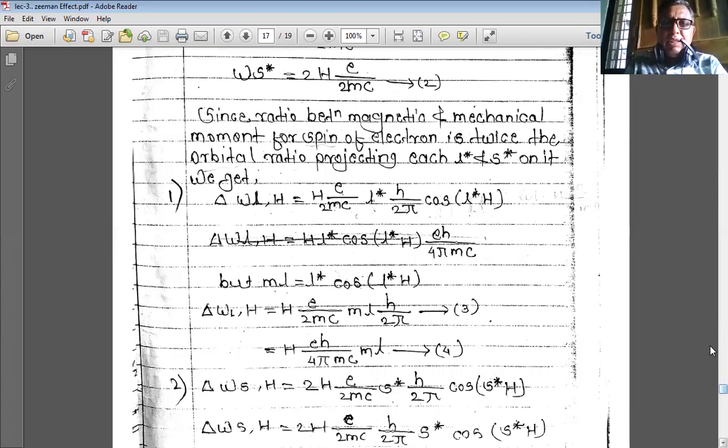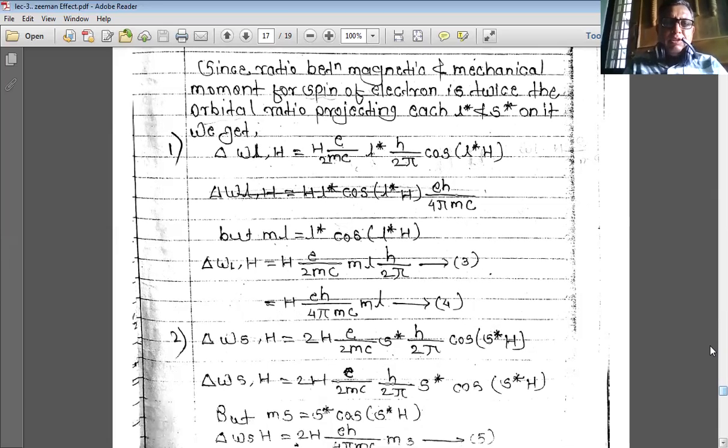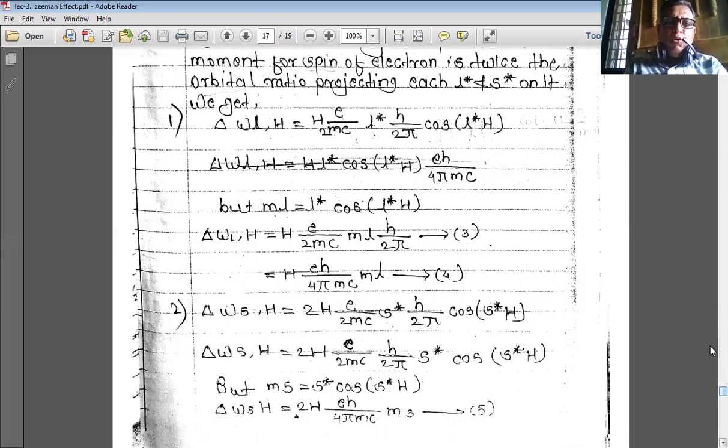And now in this equation, we do the multiplication, h as it is, e into h divided by 4 pi mc into ml. Okay, this equation becomes 4. Then second, delta omega S, meaning in spin, now eH upon 2MC into S star H upon 2 pi cos of in a bracket S star into H.